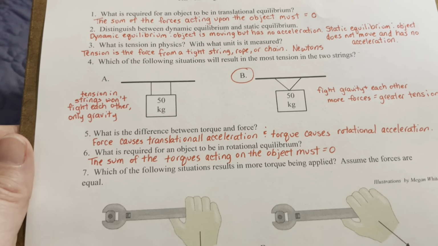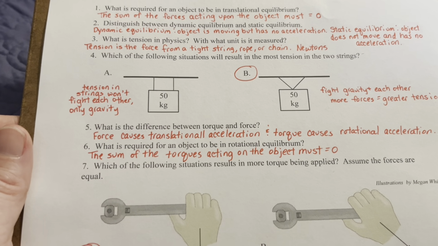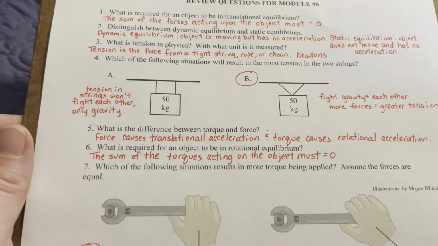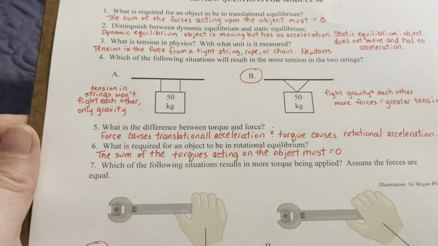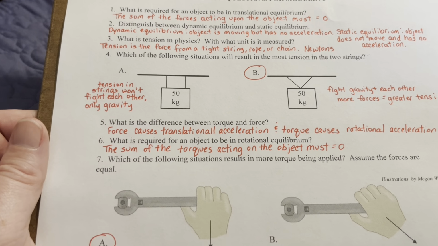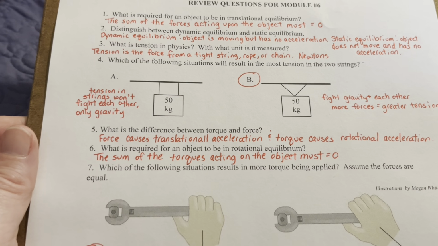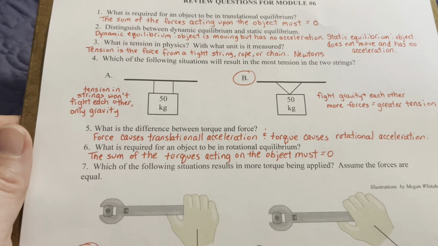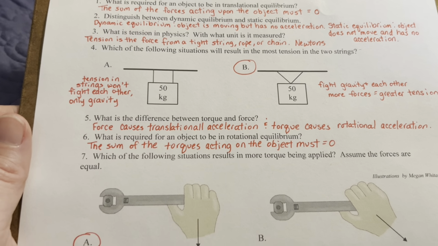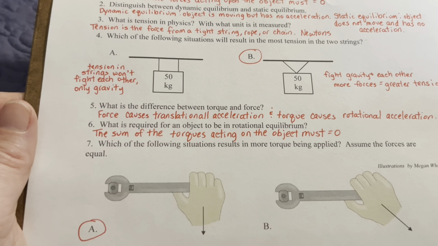Number 5, what is the difference between torque and force? Force causes translational acceleration, and torque causes rotational acceleration. Number 6, what is required for an object to be in rotational equilibrium? What's required is that the sum of the torques acting on the object must equal 0.